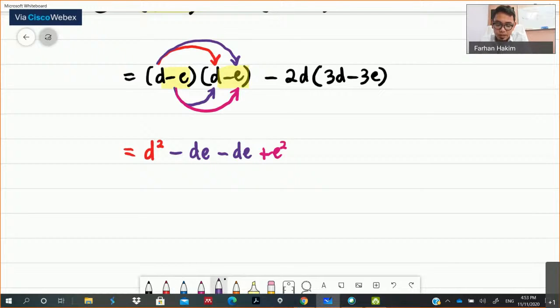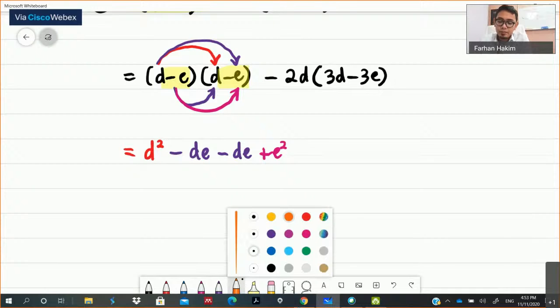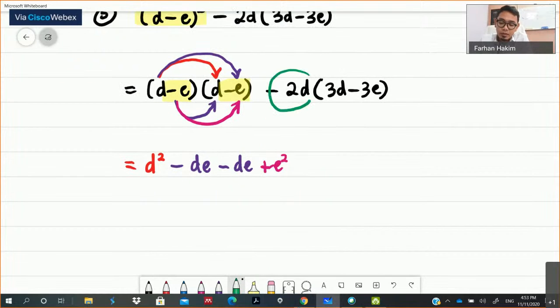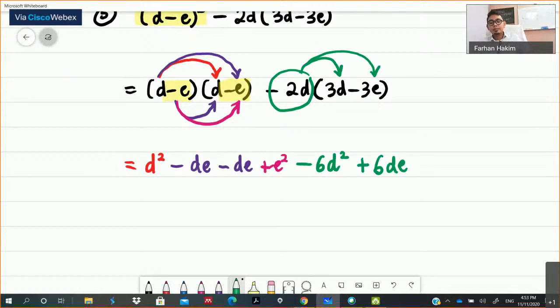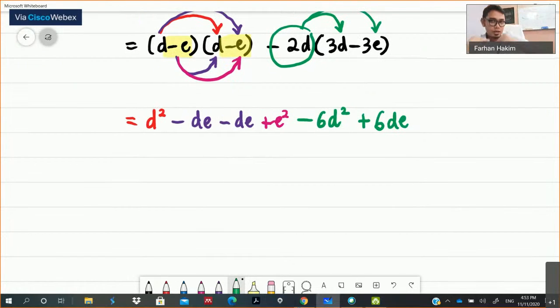So now, yang belakang, we are going to expand it. Alright, I'm going to use green color. Negative 2D multiplied by 3D. So negative 2 multiplied by 3, negative 6. D multiplied by D, D square. And then we'll have negative 2D multiplied by negative 3D. Negative multiplied by negative will get positive. Positive 2 multiplied by 3 is 6, 6DE. Alright. So now, kita nak cari yang sama gang. Sama gang, sama gang. Cari yang sama gang.